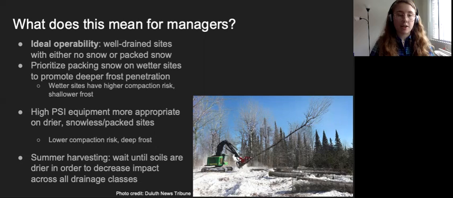And then high PSI equipment would be more appropriate on drier and snowless or packed sites because these sites have a lower compaction risk due to their deeper frost penetration. And finally, summer harvesting, we should think about waiting until soils are drier in order to decrease the impact of compaction across all drainage classes.